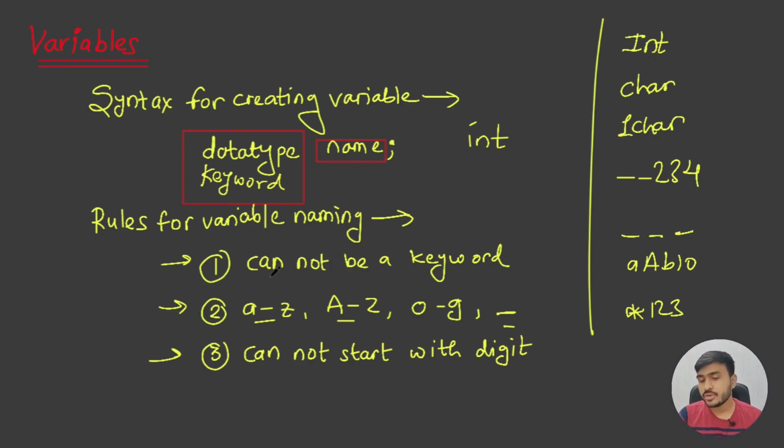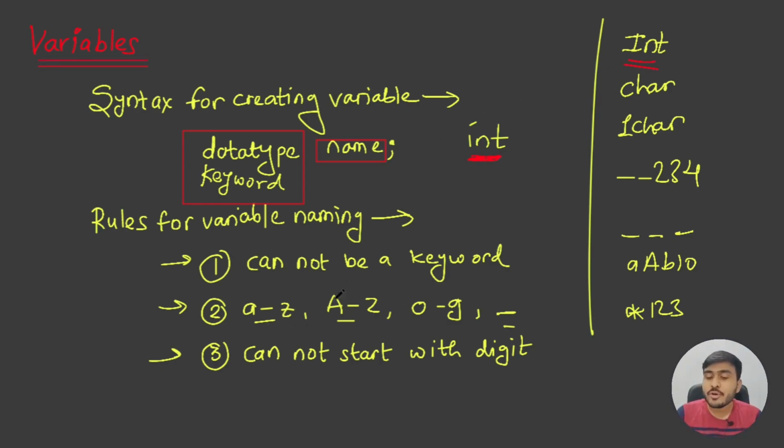So let's start with the first rule. Whether this is a keyword. See, small int is a keyword, but capital I small nt is not a keyword. Always remember, C++ is a case sensitive programming language. So this int and this int is different. Over here we have capital I, over here we have small I. So that's why this int is not a keyword.